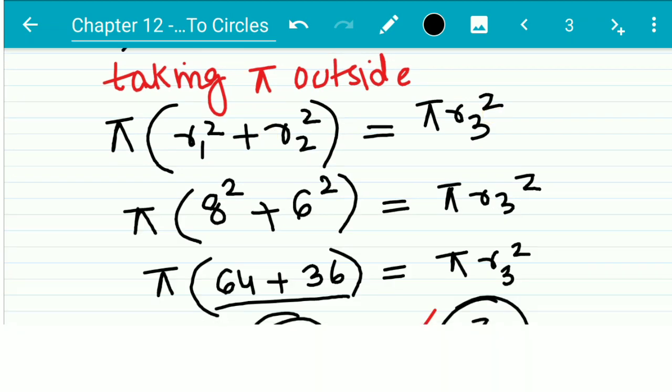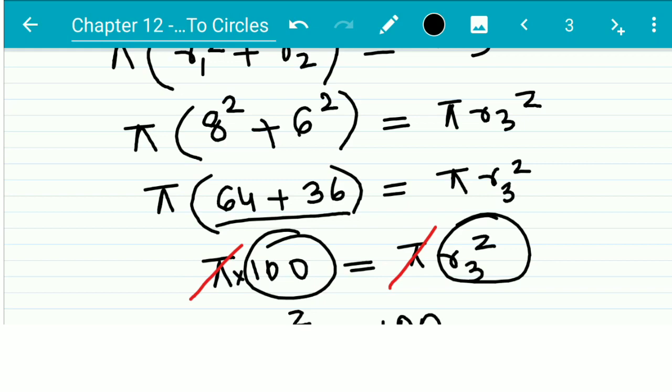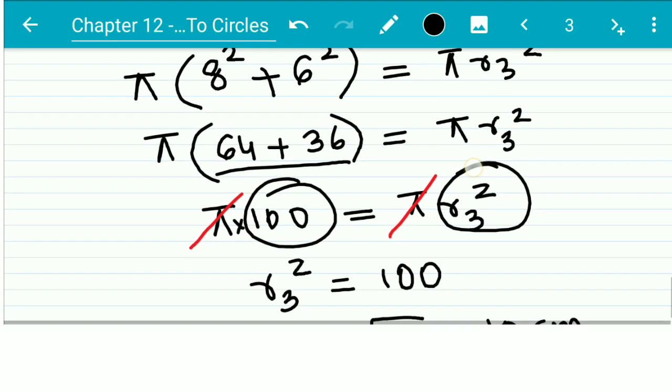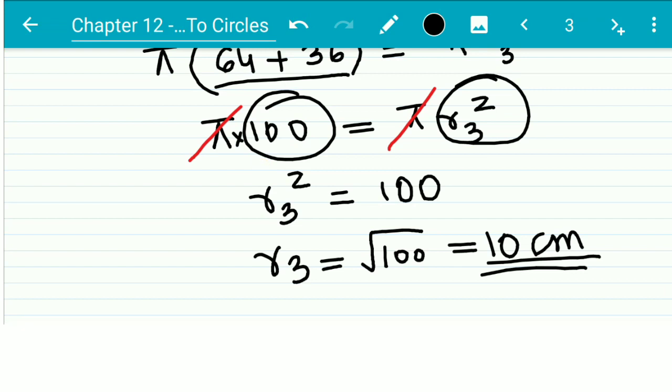Finally, we substituted the value of R1 and R2. We cancelled pi on both sides. Then we got R3 square is equal to 100. Then we removed the square, so R3 is equal to root of 100, which is equal to 10 centimeters. Therefore, the radius of the third circle is equal to 10 centimeter.